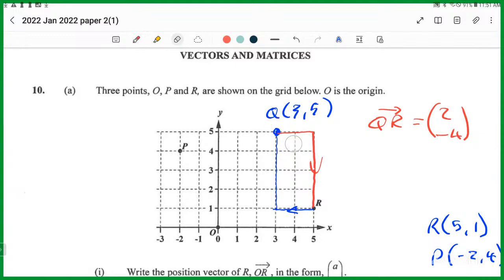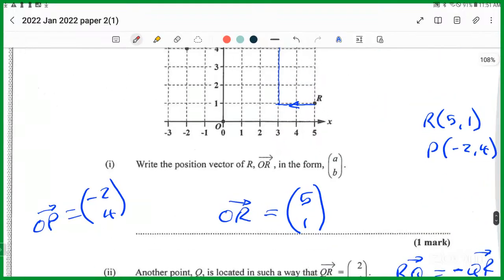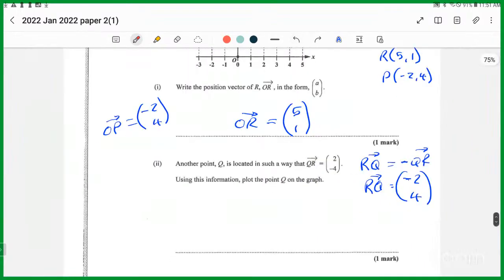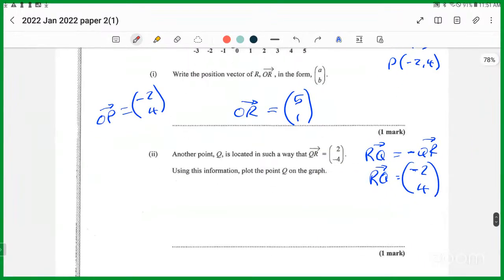But let me show you another way we could work out where Q is, by splitting this vector equation into position vectors. I told you about that. So that's one way to do it, but we can find Q another way. Remember, if we find OQ, then we also know what Q is, because OQ and Q will have the same coordinates. So I'm going to split this vector equation and show you another way to do it.